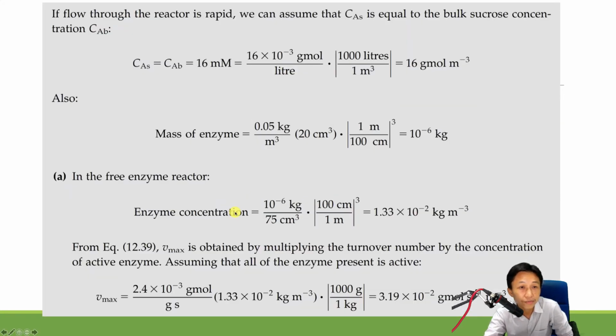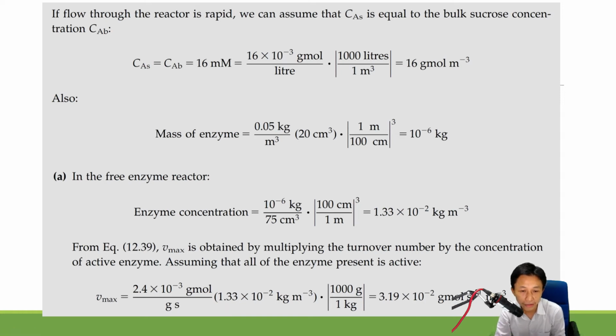And what else? CAB. Assume CAS at the surface is equal to bulk concentration, and then we change the unit. Mass of the enzyme you multiply with this volume is this one. The free enzyme concentration is this one. Okay, this is Vmax. Vmax is this one, so you just change the number.